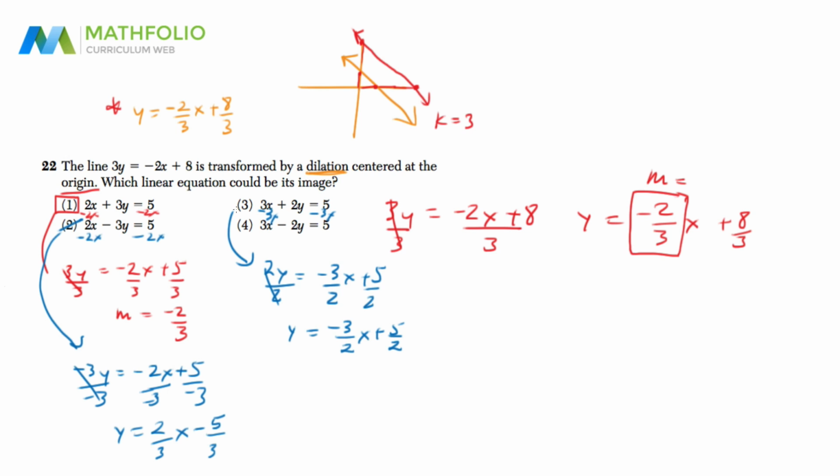So it's not 3. And then with 4, if I bring 4 down here, by subtracting 3x, we end up with negative 2y equals negative 3x plus 5. By dividing by negative 2, we end up with y equals 3 over 2x minus 5 over 2. So again, the slope is different.